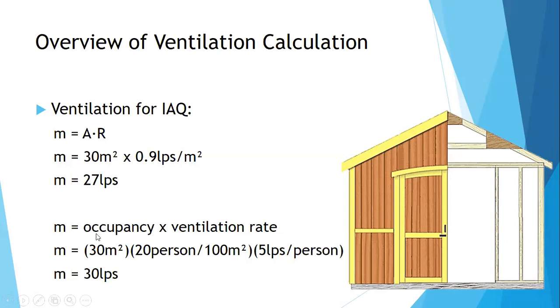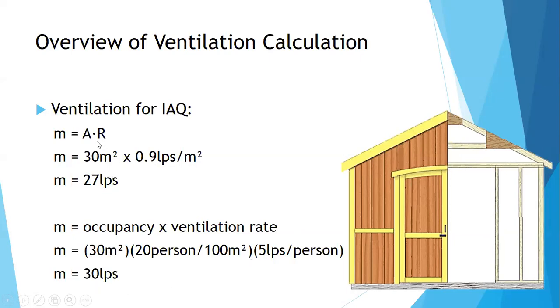But if we consider the occupancy, the amount of fresh air required is the occupancy times the ventilation rate. The floor area of our wood shop is 30 square meters. Our density is about 20 persons per 100 square meters. So you multiply that by 5 liters per second, and we get about 6 persons times 5 liters per second, so about 30 liters per second.